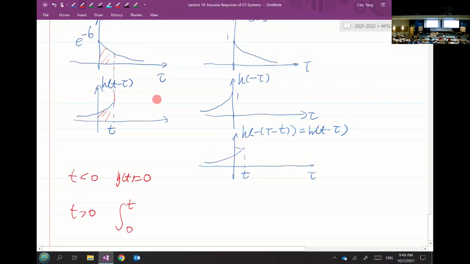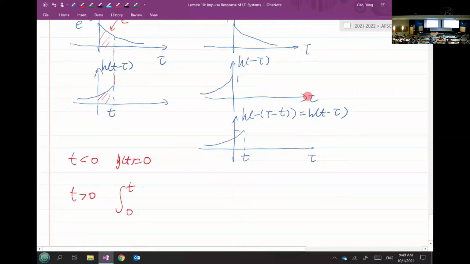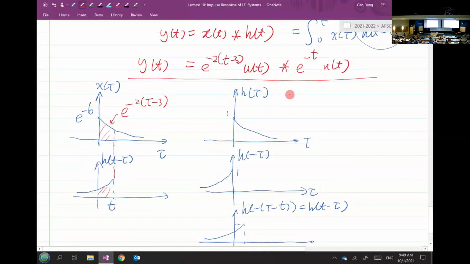So what are we multiplying? The first function here is e to the power negative, you change that to tau, so e to the power -2 tau minus 3. And then the second function here, you have to do a little bit of substitution. So what is h of t minus tau? Let's start from the beginning here. h of t is e to the power negative t u of t. Changing t to tau, and then when you do the mirror, you change tau to negative tau.